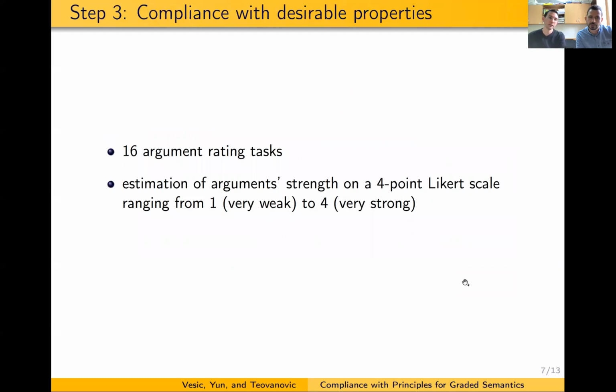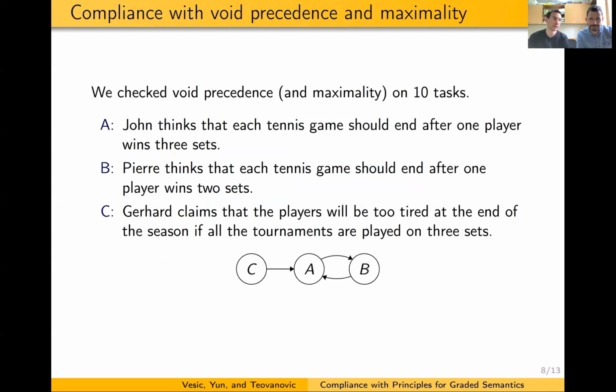So yes, they had 16 argument rating tasks, and in each task, their job was to choose a score for each argument: 1, 2, 3, 4, very weak, weak, strong, or very strong. This is an example we don't have time to read, but you can pause and read if you wish. They had some dialogues and also the graphs that corresponded to those dialogues.